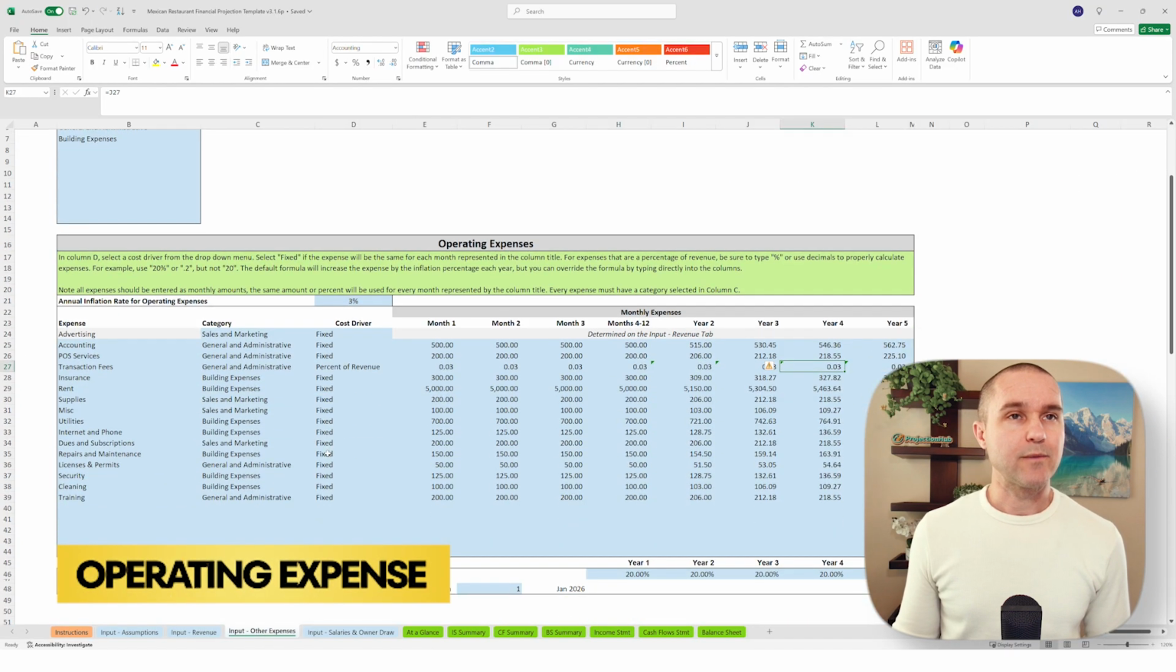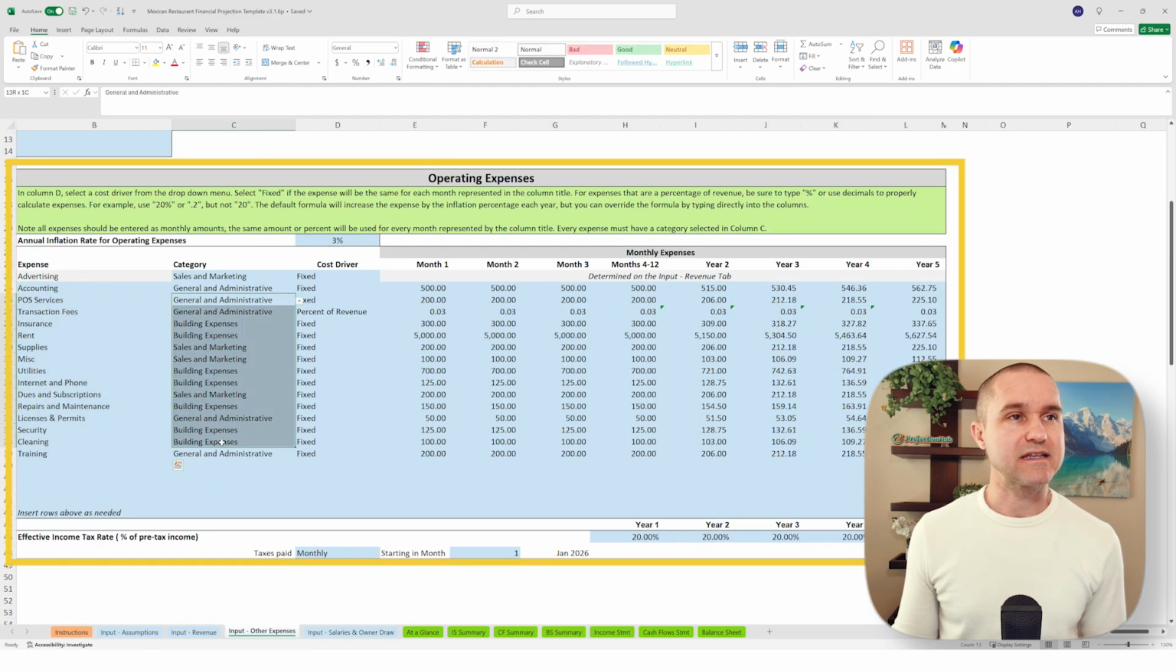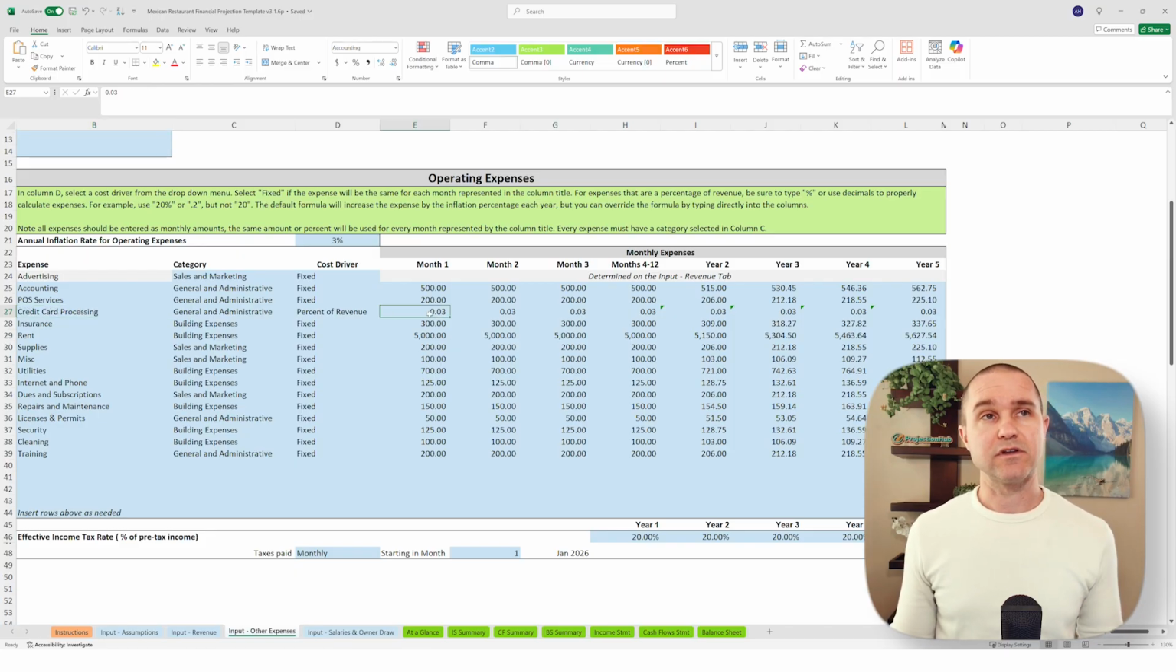Let's move on to our operating expense tab. So here we can enter in our different operating expenses. We can set them in different categories. So is it sales and marketing, a building expense, is it a general and admin expense? And then we can set whether the expense is a percentage of revenue, a fixed dollar amount, or a per employee expense. Things like transaction fees or credit card processing. So we'll call this one credit card processing. That, for example, might be 3% of revenue. So we selected the percentage of revenue dropdown and we enter that in as 0.03, which means 3%. In this example, the model will automatically calculate your credit card processing fees.